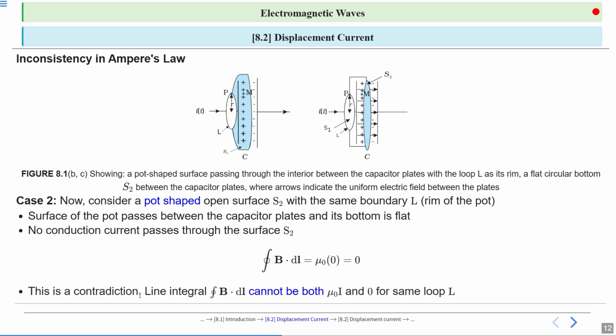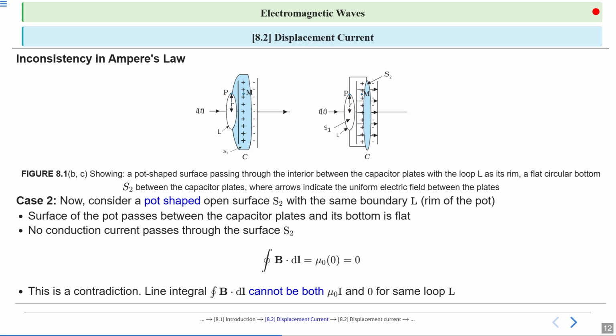This is a contradiction. Now this contradicts the previous result. According to the previous result, the loop is the same, but the area enclosed was flat and the current was passing through it, and closed integral B dot dl was mu naught I. But in this case we have changed the surface enclosed by this loop. The loop is the same, but now no current is passing through that pot surface, the bottom surface of the pot. That means closed integral B dot dl is equal to 0. That is a contradiction. The line integral B dot dl cannot be both mu naught I in the first case and 0 for the same loop. If we are taking the same loop in both cases, closed integral B dot dl cannot have both values, mu naught I and 0.